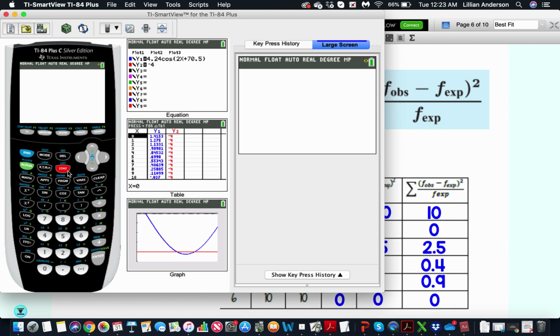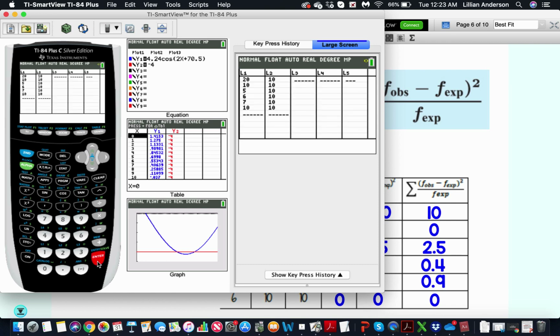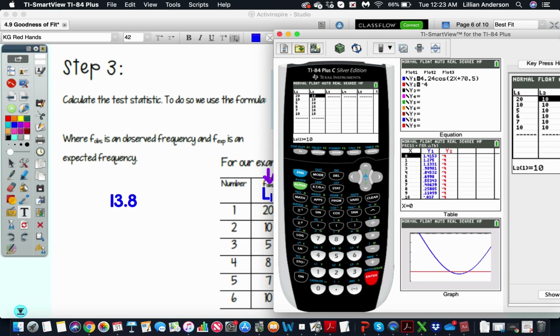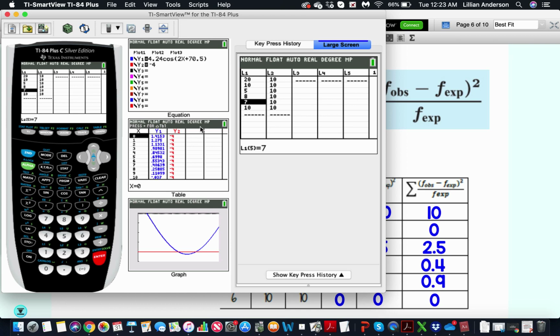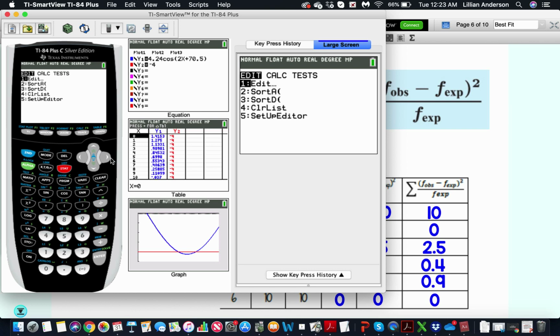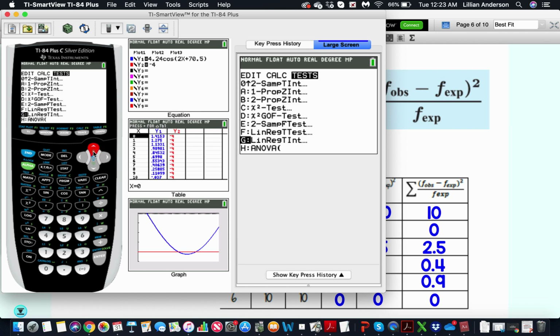So what I want to do is go back and check my list to make sure I typed in everything correctly. 20, 10, 5. There's my problem. I put a 6 when I should have put an 8. So I guess there's one benefit of doing it by hand: I can make sure that my values are supposed to match. So I make that an 8, 7, and 10. All the other ones are 10. Again, I quit out of that, go to stat, go over to test, and go to option D, which is my goodness of fit test.